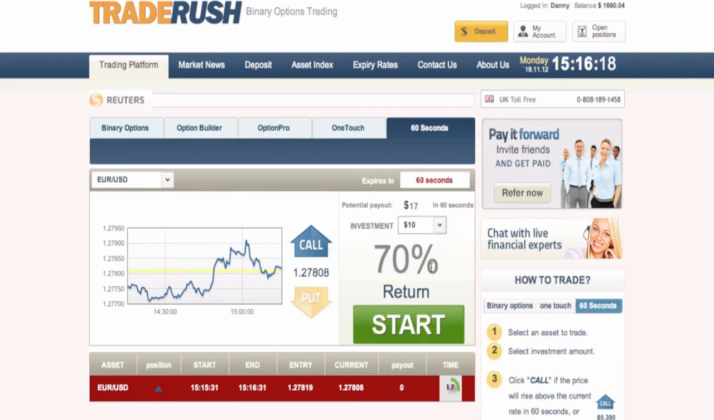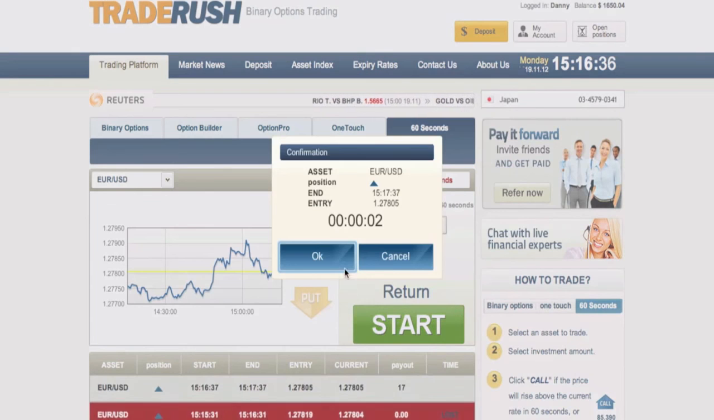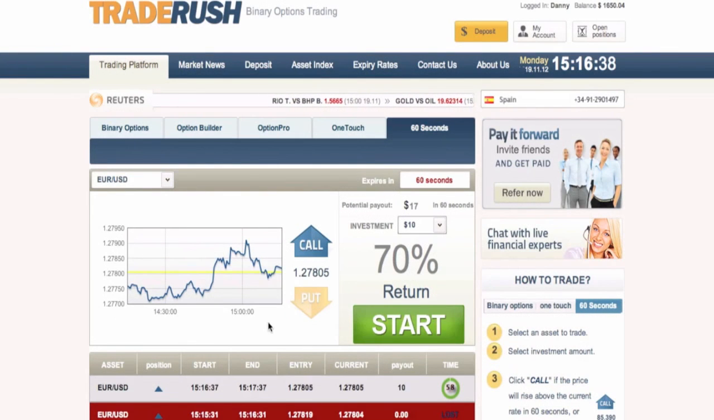So what I'm going to do next is I'm going to get the $10 trade ready to strike as soon as the trade finishes. Because remember, you have to be very, very quick. So as you see, this trade is now going to expire in 7, 6, 5, 4, 3, 2, 1. And as soon as it hits 0, you hit start, click OK, and you're straight in there.